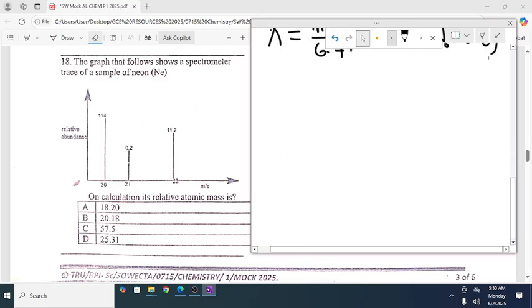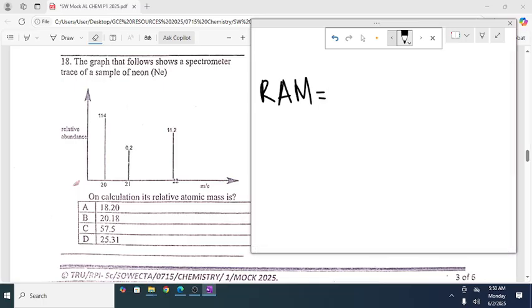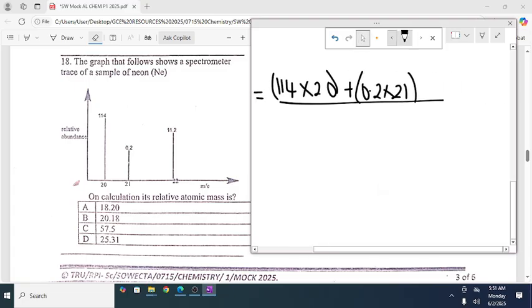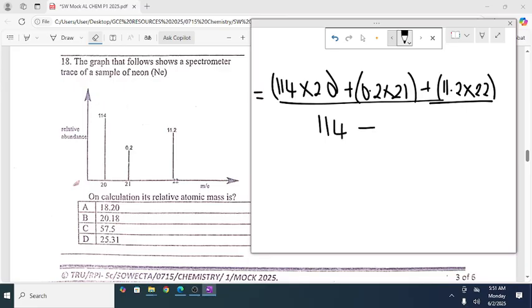So what I'm saying is that my relative atomic mass is equal to 114 times 20, plus 0.2 times 21, plus 11.2 times 22, then I'll divide it by the sum of the relative abundances, 114 plus 0.2 plus 11.2. I'm going to have my answer.